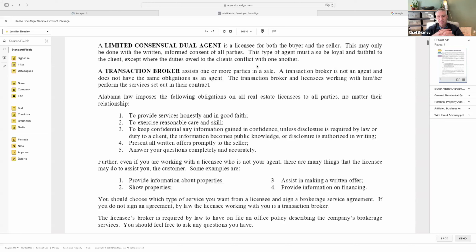This basically just boils down to representing your clients and holding confidential information to yourself if you're not authorized to share it. And then transact.